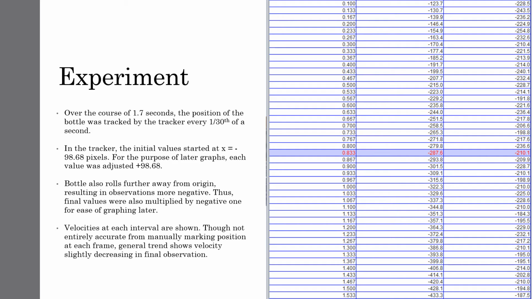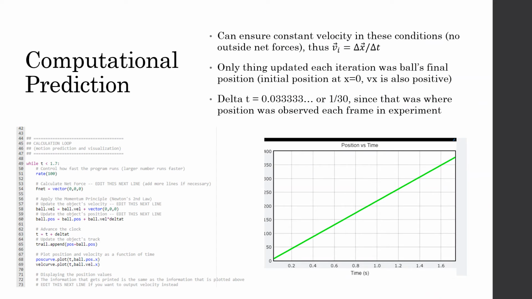The velocities at each interval are shown in the very right-hand-most column. Though it's not entirely accurate, because manual marking of each position at tiny frames can lead to big differences, the general trend shows the velocity is decreasing in magnitude, and this is again from the expected rolling friction.